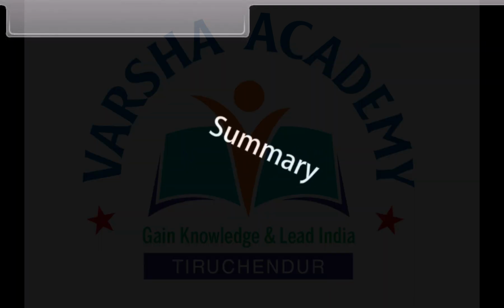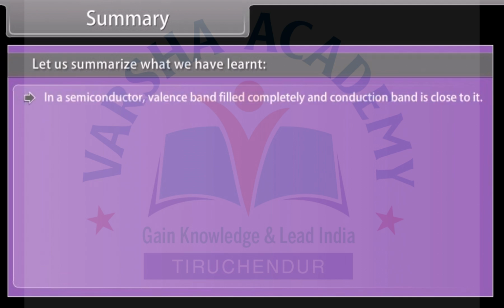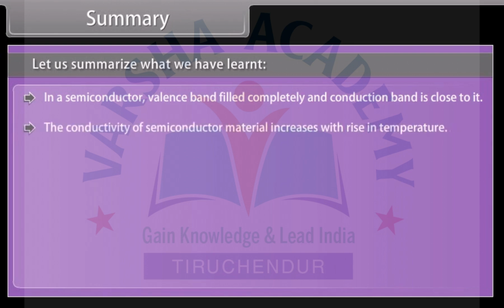Summary. Let us summarize what we have learned. In a semiconductor, the valence band is filled completely and the conduction band is close to it. The conductivity of semiconductor material increases with rise in temperature.